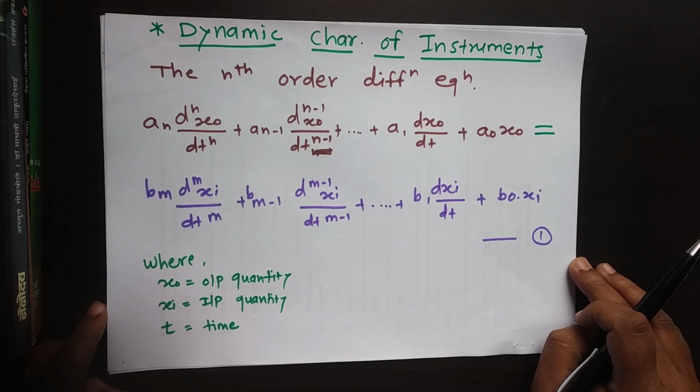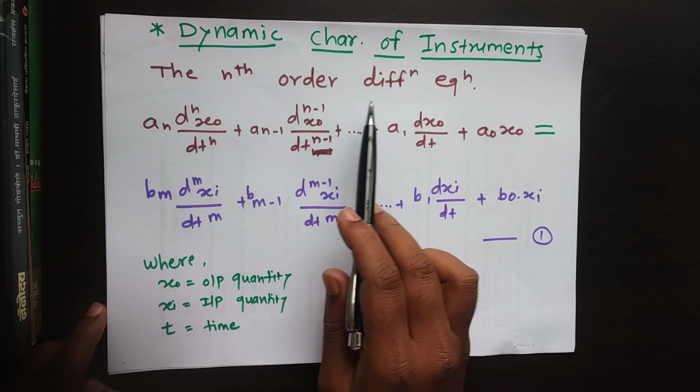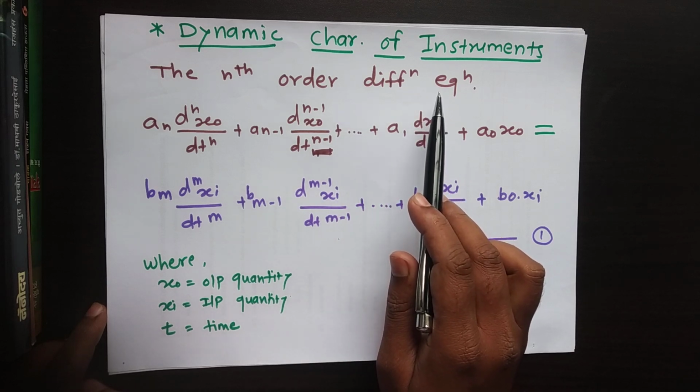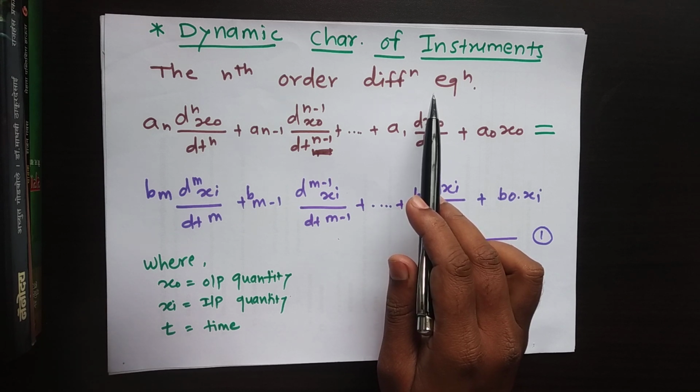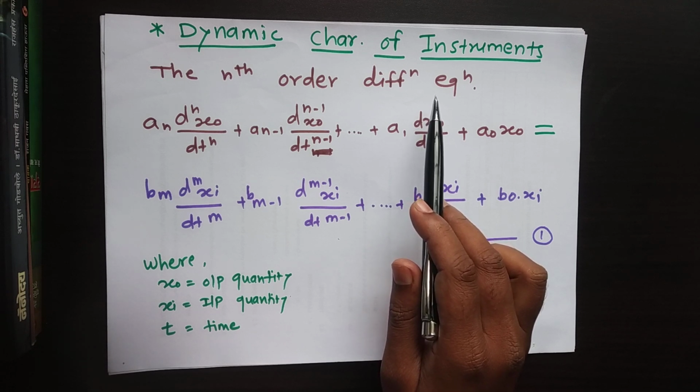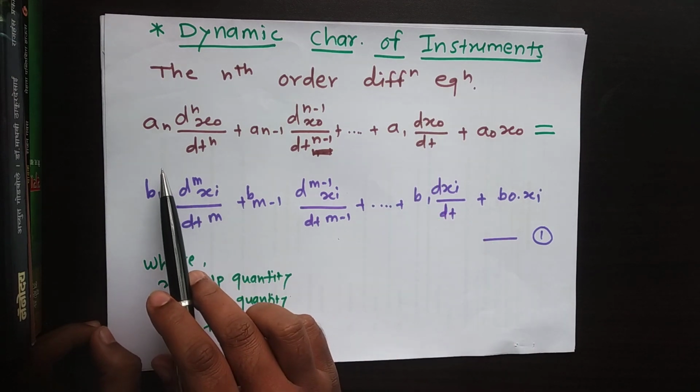So in order to get the dynamic characteristic of the instrument, we have to solve some differential equation, and in this differential equation, we have defined one nth order differential equation like this. So this is the nth order differential equation of a generalized instrument. So you can consider any instrument, either it may be a simple instrument or it may be a complex instrument. So any instrument can be defined in terms of, or their dynamic characteristics can be defined in terms of this nth order differential equation. So in this nth order differential equation we have written like this.